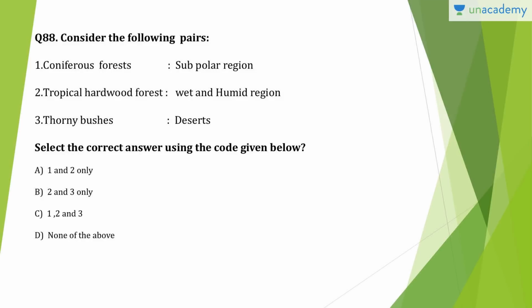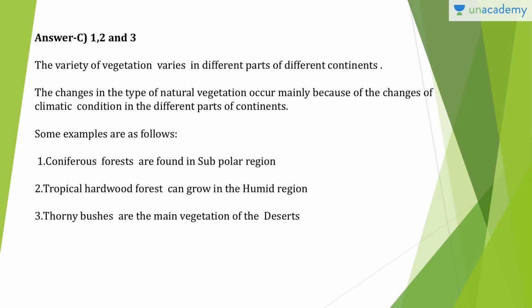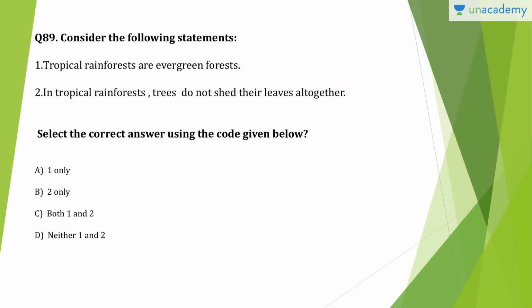Coniferous forest, subpolar region is correct. Tropical hardwood forest, wet and humid region is correct. Thorny bushes, desert is correct. So answer is C, 1, 2, 3. The variety of vegetation varies in different parts of the different continents, and the changes in the type of natural vegetation occur mainly because of the changes of climatic conditions in the different parts of the continents. Some examples include coniferous forests found in subpolar regions. Tropical hardwood forest can grow in the humid region, and thorny bushes are the main vegetation of the deserts, for example cactus, etc.